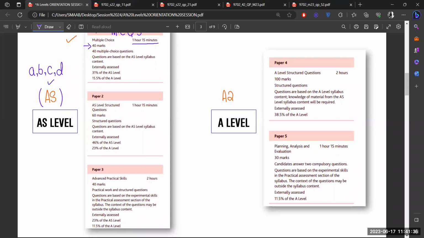And secondly, the next paper is P2, which is your theory paper.